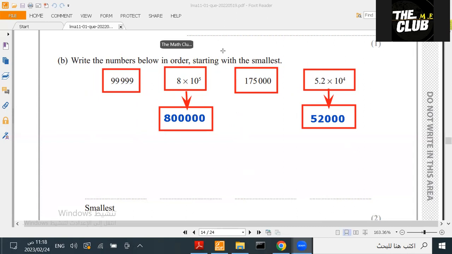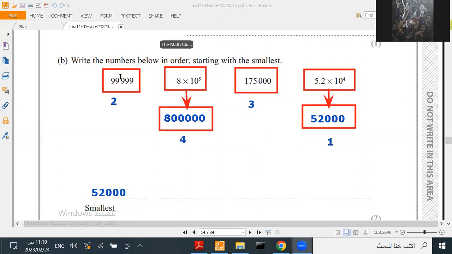Now let's order them. The smallest one, we said this is 52,000, so this is number 1, which is 5.2 times 10 power 4. Then comes 99,000, this is number 2. And then number 3 is 175,000, and then 800,000. The order is easy. Now we write it in the answer; we can write any format. It's better to put these, but they accept any format, no problem.